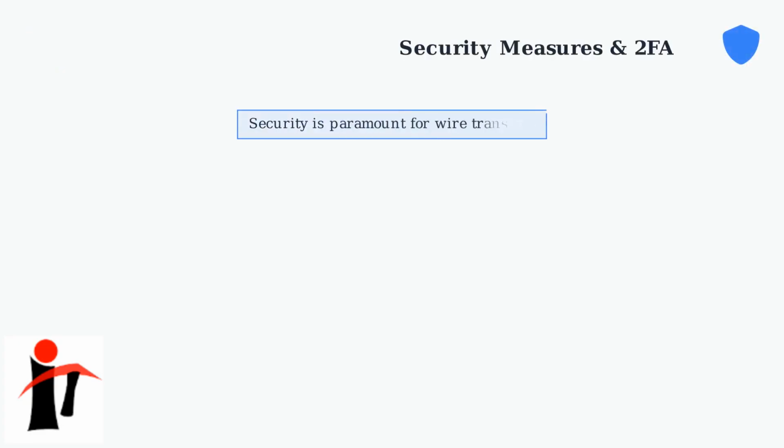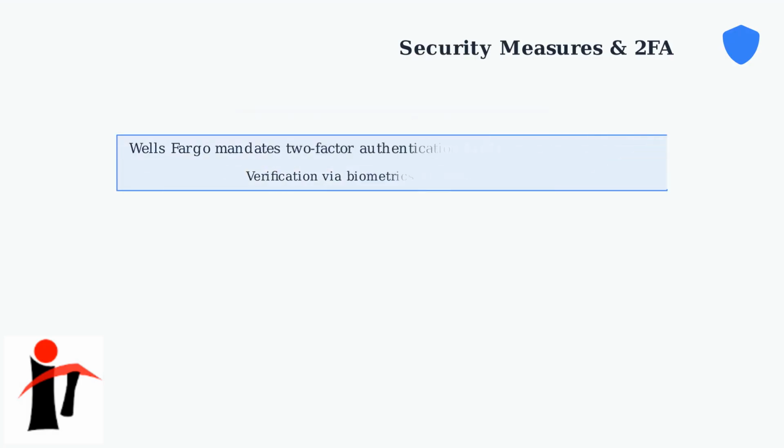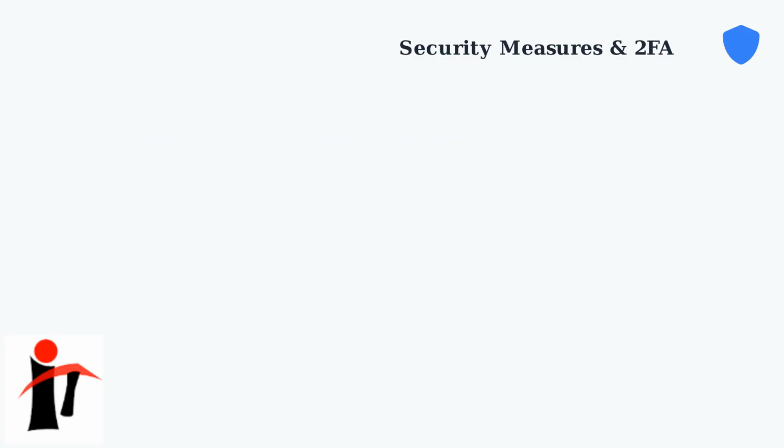Security is paramount when adding wire transfer payees at Wells Fargo. The bank employs multiple layers of protection to safeguard your transactions. Wells Fargo mandates 2-factor authentication for all wire payee additions. This typically requires verification through biometrics or SMS to ensure only authorized users can proceed. 2-factor authentication adds an extra layer of security beyond just passwords, protecting against unauthorized access and fraud.